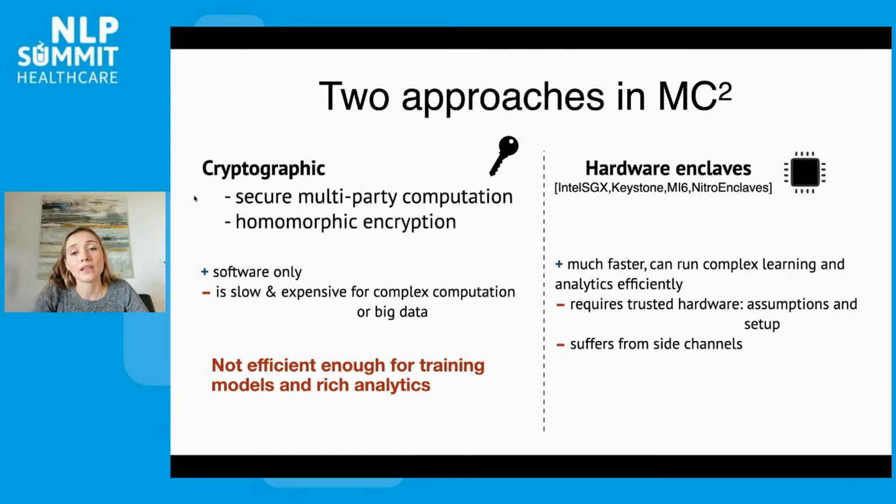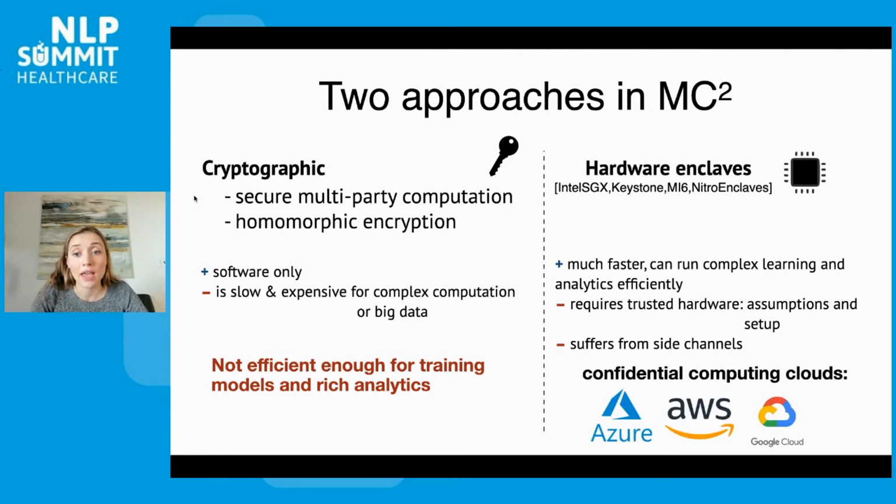Now, on the other hand, enclaves are much, much faster. And they can actually run complex learning and analytics efficiently. So from that standpoint of performance, they can readily be used in practice. But they have some downsides. One is the required trusted hardware. You have to have that setup. Fortunately, that is getting mitigated because now we have confidential computing clouds emerging. Azure is already available with an enclave cloud that people can use. And AWS and Google Cloud are in preview.